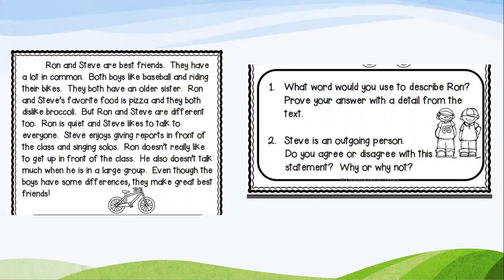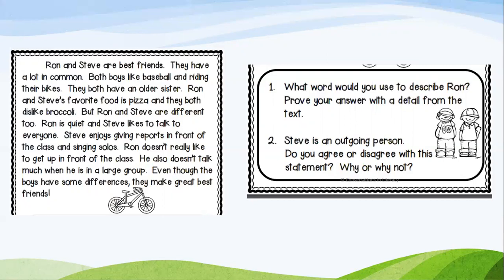But Ron and Steve are different too. Ron is quiet, and Steve likes to talk to everyone. Steve enjoys giving reports in front of the class and singing solos. Ron doesn't like to get up in front of the class. He also doesn't talk much when he is in a large group. Even though the boys have some differences, they make great best friends.